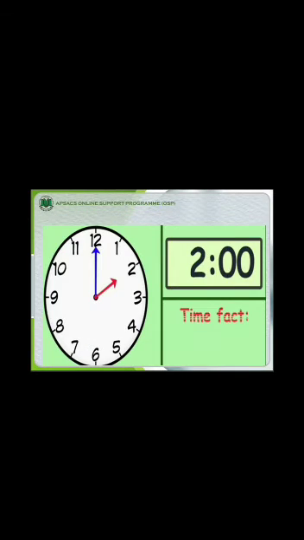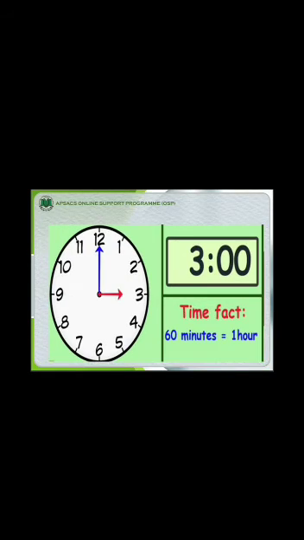Look at this clock. Here the hour hand is pointing at 2 and the minute hand is pointing at 12. So, here the time is 2 o'clock. In this clock, the hour hand is pointing at 3 and the minute hand is pointing at 12. So, here the time is 3 o'clock.